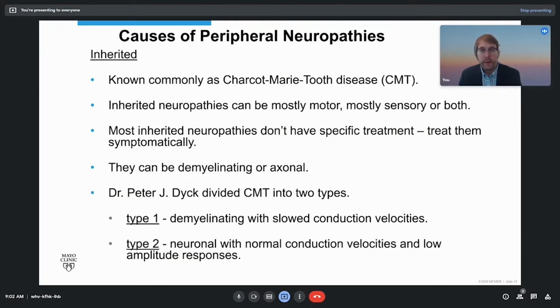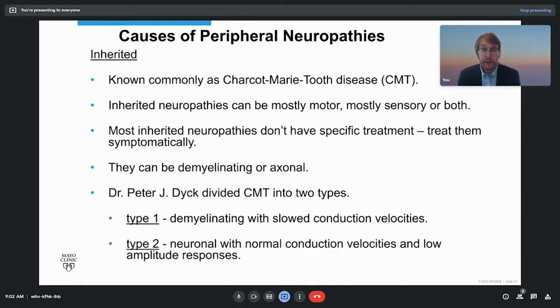These inherited peripheral neuropathies are known commonly as Charcot-Marie-Tooth disease, which are the names of 3 neurologists that helped describe families that had neuropathies in the family. But there are many forms of inherited neuropathy, and some of them are mostly motor, affecting the muscles, some of them mostly sensory, some of them mostly autonomic neuropathies. So most inherited neuropathies, unfortunately at this time, do not have a specific treatment, which means we help people if they have pain or they have weakness or balance problems, but there's nothing we can do to reverse the neuropathy. But in the next 5 to 10 years, that may be changing.